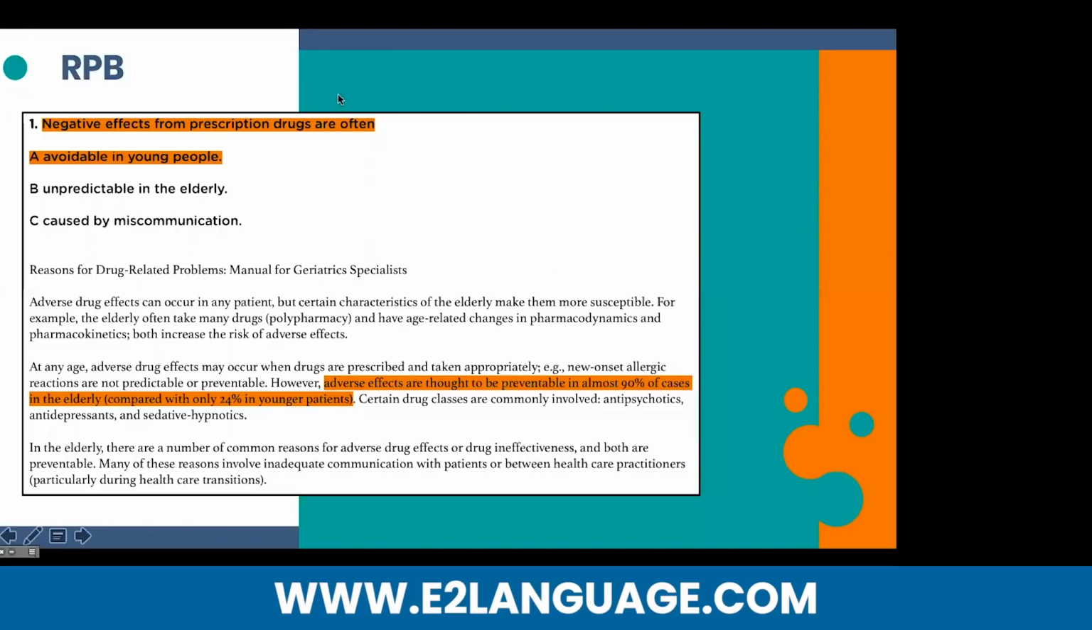Good stuff. Yeah, so it says avoidable in young people. It says adverse effects are thought to be preventable in almost 90% of cases in the elderly. Okay, so that's often avoidable with old people, compared with only 24% in younger patients. So it's not often avoidable in young people. It's only 24%. That's not often, right? So I'm not happy with that one. It doesn't quite work.